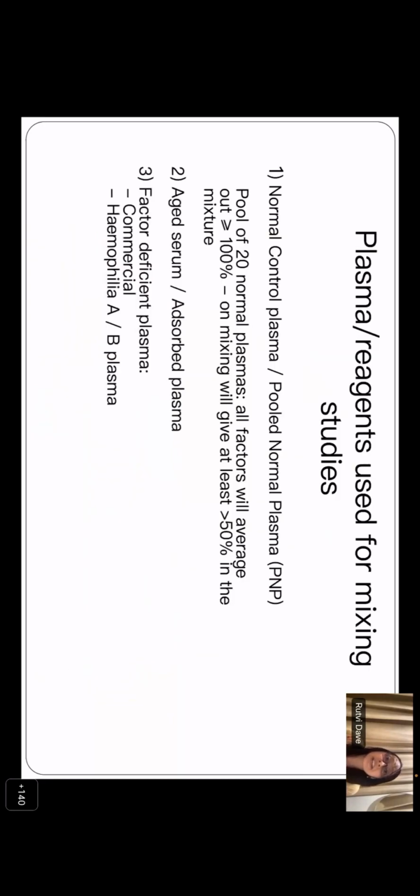So what are the different reagents used for mixing studies? They are normal control plasma, which has greater than or equal to 100% of all the factor levels, such that on mixing, at least 50% of all the factors are present. H serum, adsorbed plasma, or specific factor deficient plasma. So now I'll just explain what is adsorbed plasma and what is H serum before we proceed further in this case. So adsorbed plasma is prepared by adding barium sulfate to 1 ml of control plasma, and it is kept at 37 degrees Celsius for 3 minutes.